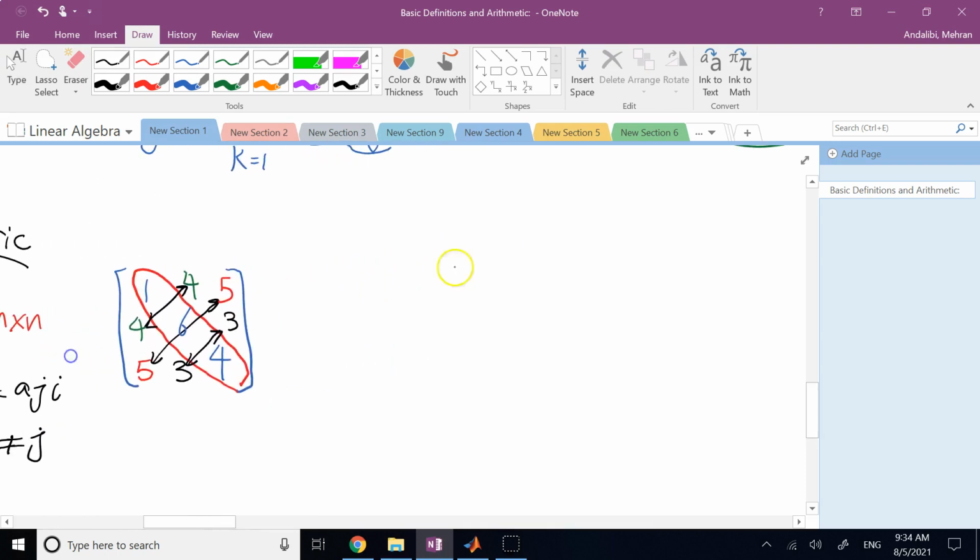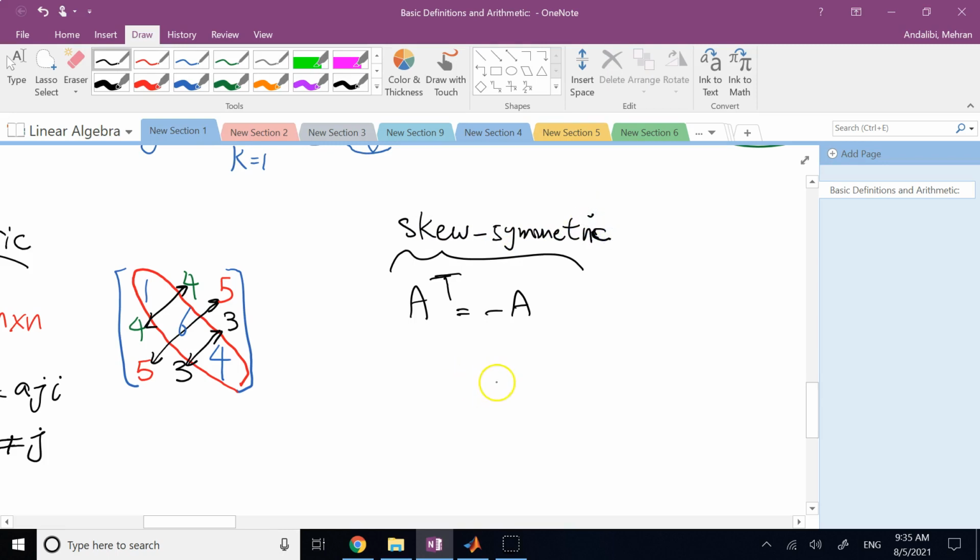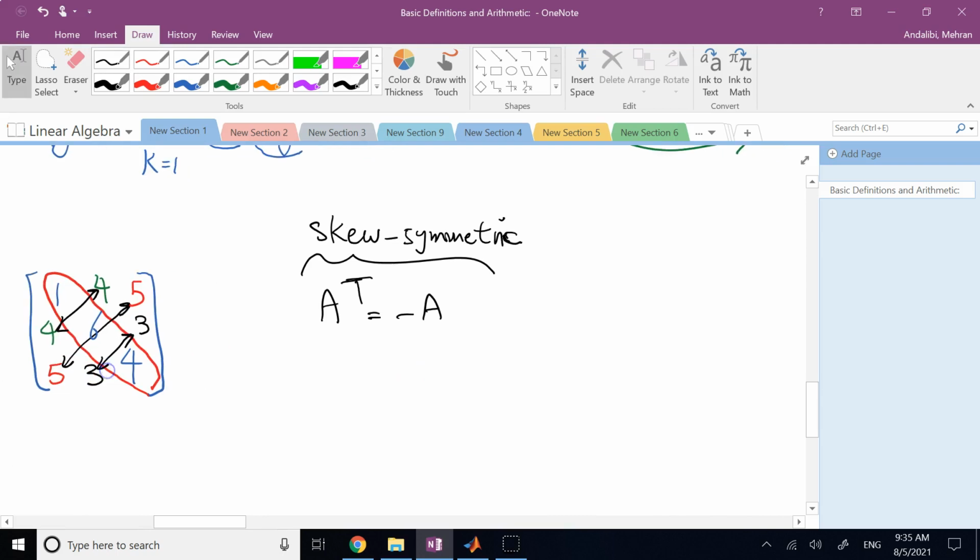Then skew-symmetric is what? Skew-symmetric is when you transpose the matrix, the result is going to be the negative of the original one, or -1 times the original one. Okay, so this is called skew or sometimes anti-symmetric. So if you hear the word anti-symmetric, it also means skew-symmetric. And for this to happen, again, the matrix has to be square, definitely.